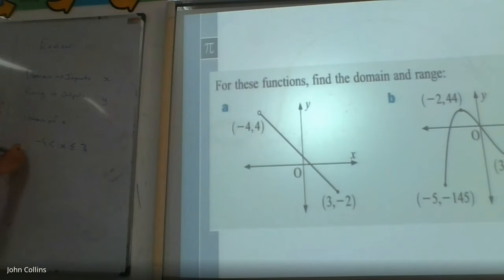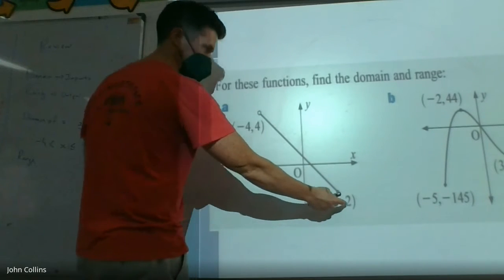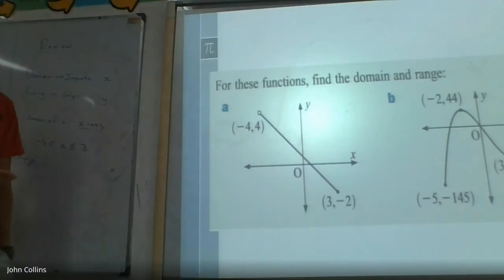Now that is the domain of A. The range of the first one on screen is the output values, and that's where we look at the y-axis. Domain, you're looking at the x-axis. Range of the first one, the lowest value, I think, is -2. Remember, when you're looking at a point like this, first value is the x, second value is the y. First value is the input, second value is the output.